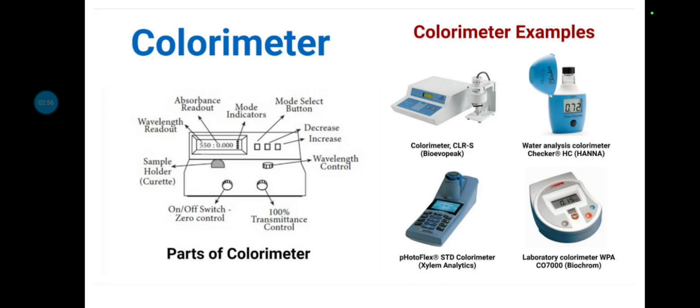Now the parts of the colorimeter: we have an on or off switch control, then a sample holder, that is the cuvette, then wavelength readout, absorbance readout, then mode indicators, mode select button, decrease and increase wavelength control, and 100% transmittance control. Then colorimeter examples: colorimeter CLRS, water analysis colorimeter checker, photoplex STD colorimeter, and laboratory colorimeter.